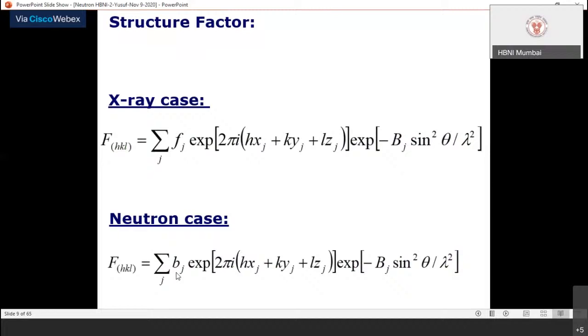But for the neutron case, I told you that the neutrons which we typically use have milli-electron volt energy, and that corresponds to about 1 angstrom de Broglie wavelength. Compared to that, the nucleus dimension is, as you know, 5 orders of magnitude smaller.